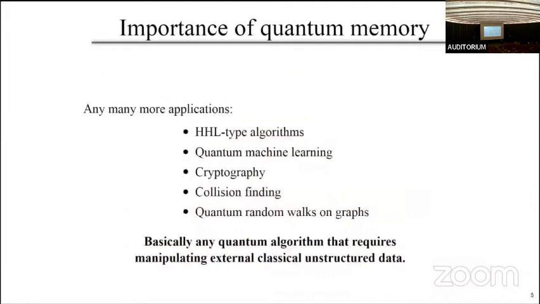And many other applications: HHL type algorithms, quantum machine learning, where it is basically fundamental, and cryptography, collision finding, quantum random walks and graphs. So basically any algorithm that requires manipulating external classical, structured data, in which you have to load the classical data into your computer, is going to rely on QRAM.